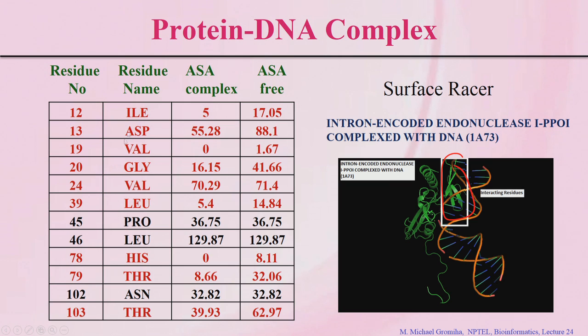But on the other hand, if you see other residues like isoleucine 12, aspartic acid 13, valine 20, glycine 19, this is the unbound form. When we make the complex, you can see the difference. Then, with this difference, we can see that these residues are interacting in the complex. In this case, what are the residues which are interacting with the DNA? Isoleucine 12, okay, these are the residues which are marked in red. These residues you can find in this region, they interact with the DNA, fine.